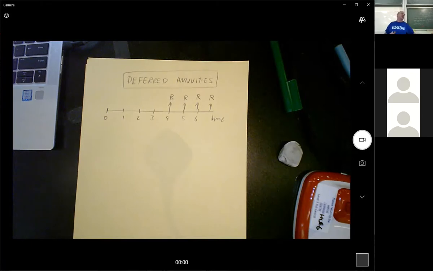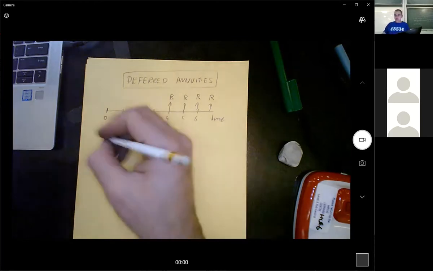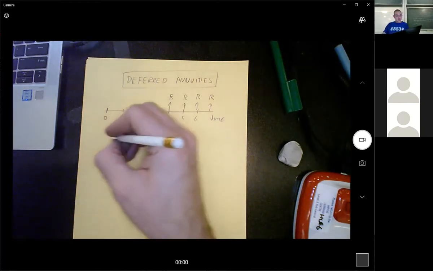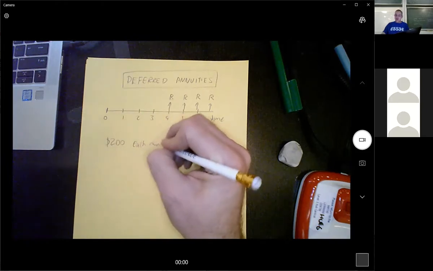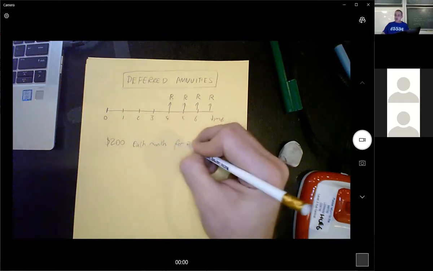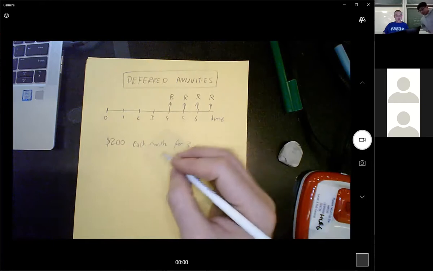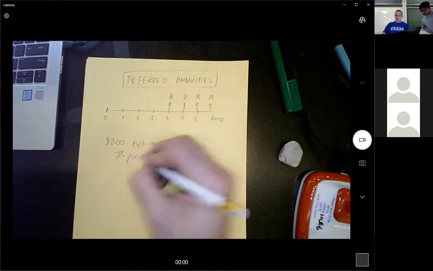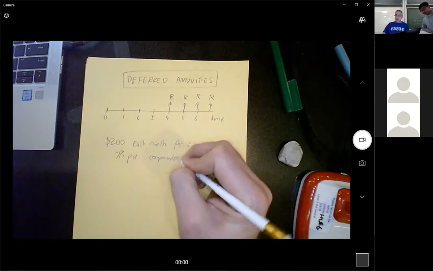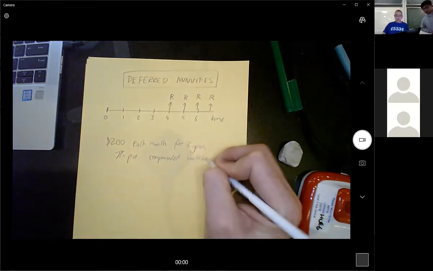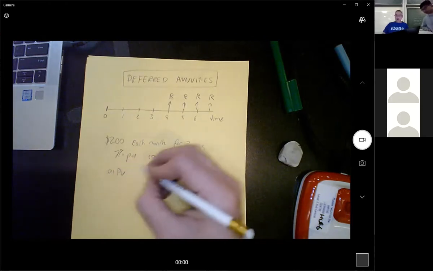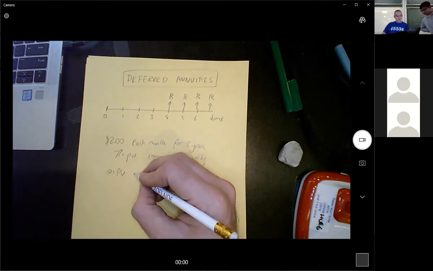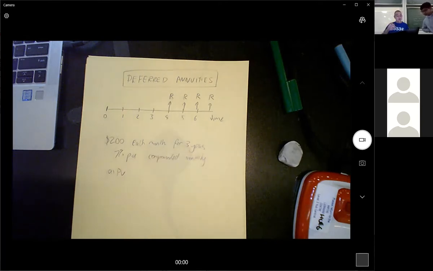Always have to look this stuff up. Question one, maybe. So an annuity pays $200 each month for 3 years at 7% per annum, compounded monthly. And then we want the present value if, so this is an annuity versus an annuity due, right?